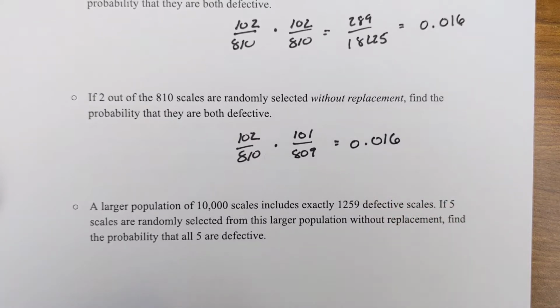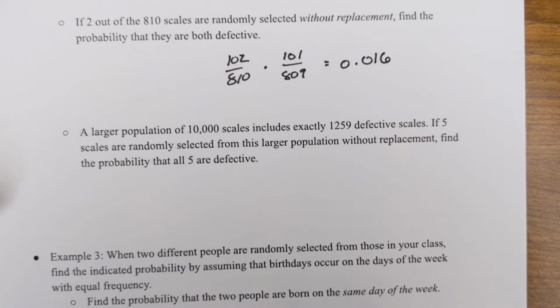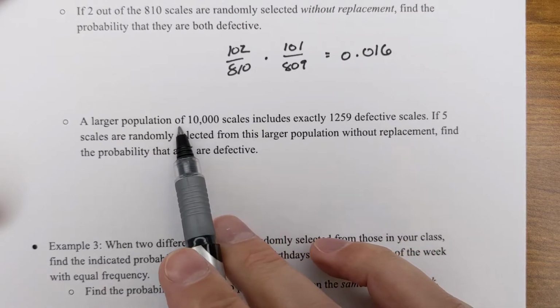0.016. So it's almost the same. If I carry more decimals, they'd be more obviously different, but this one is slightly more than that one. Okay, down here, we're going to draw 5 out of 10,000.